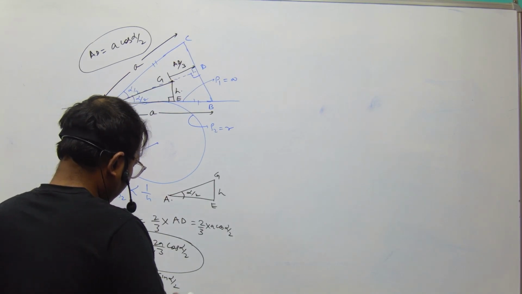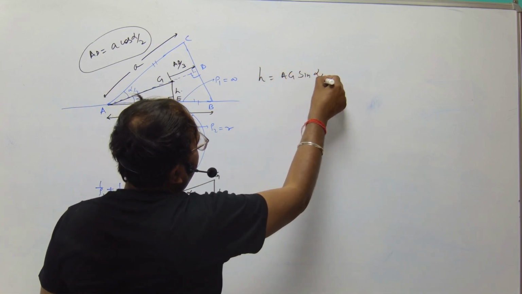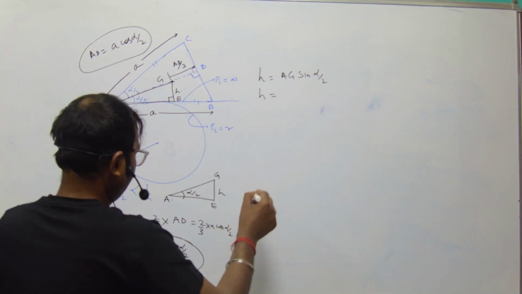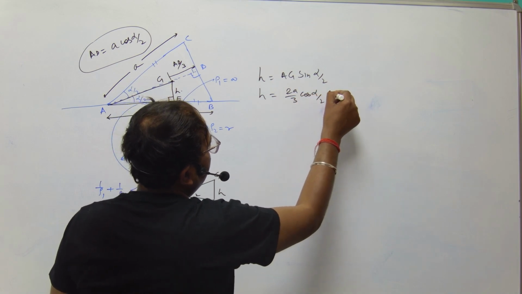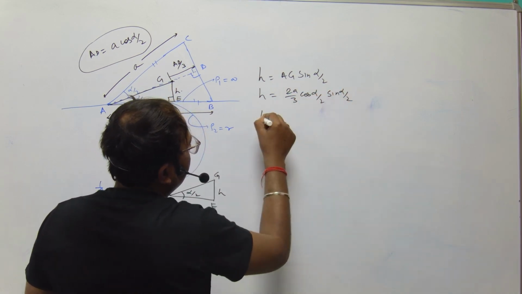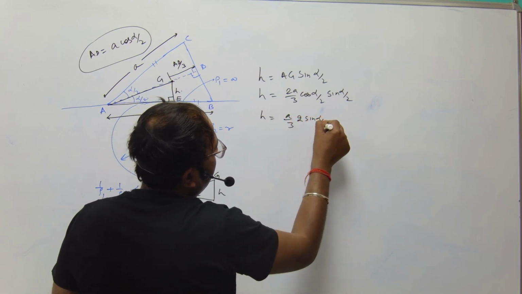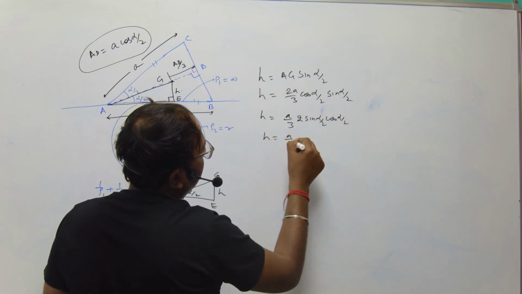So we have h equal to AG sin alpha by 2. The value of AG is 2a by 3 cos alpha by 2, so h is equal to 2a by 3 cos alpha by 2 sin alpha by 2. So h is equal to a upon 3 times 2 sin alpha by 2 cos alpha by 2. So h is equal to a by 3 sin alpha.